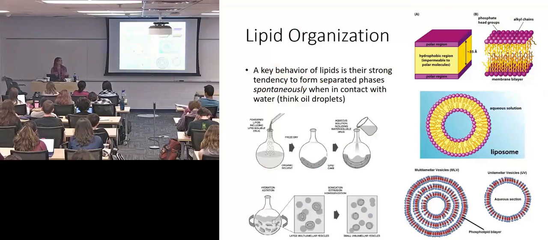So just make sure you understand these different shapes. You are familiar with lipid organization. What do you think are some possible utilities of these structures? Why would you want to make a liposome? Why would you want to make a multi-layer vesicle? Ideas?